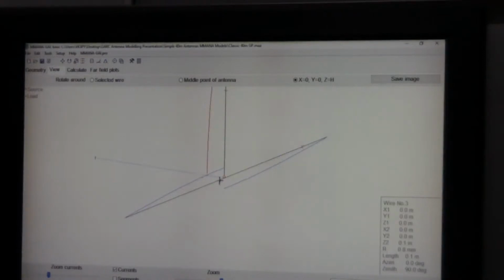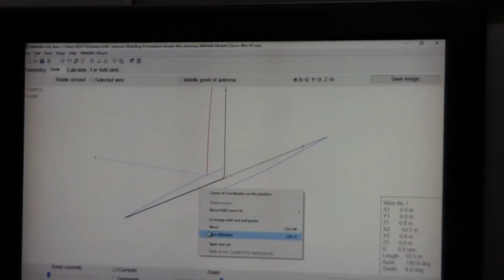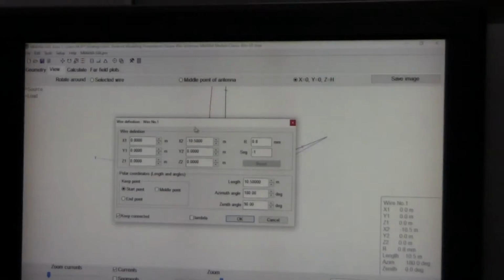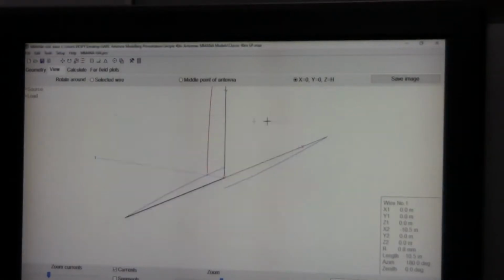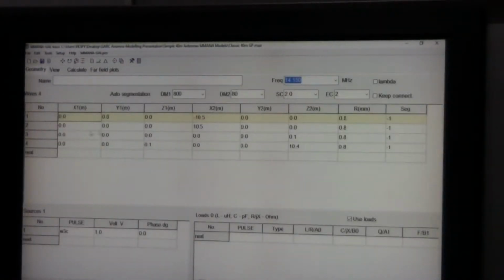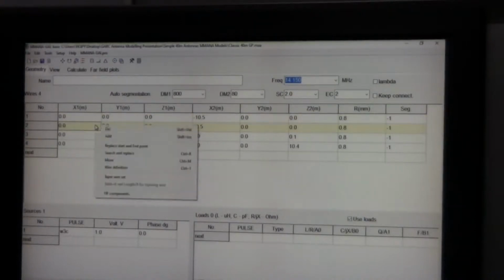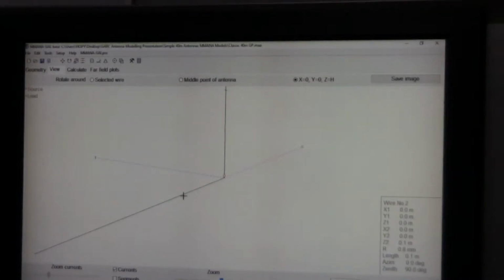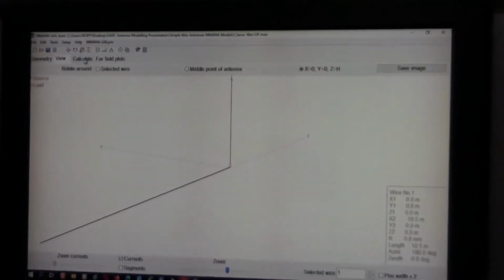What happens if I get rid of one more? You right click and delete on that, I think. No, I don't think it's got a delete function. So wire number 1. Okay, let's get rid of wire number 2 actually. Alright, so I've only got the vertical and 1 wire now. What do you think's going to happen?